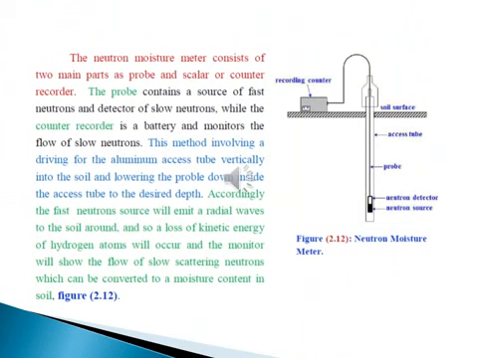The neutron moisture meter consists of 2 main parts, the probe and the counter recorder. The probe contains a source of fast neutrons and a detector of slow neutrons, while the counter recorder is a battery-powered unit that monitors the flow of slow neutrons. My dear, follow the enclosed figure which shows the neutron moisture meter.